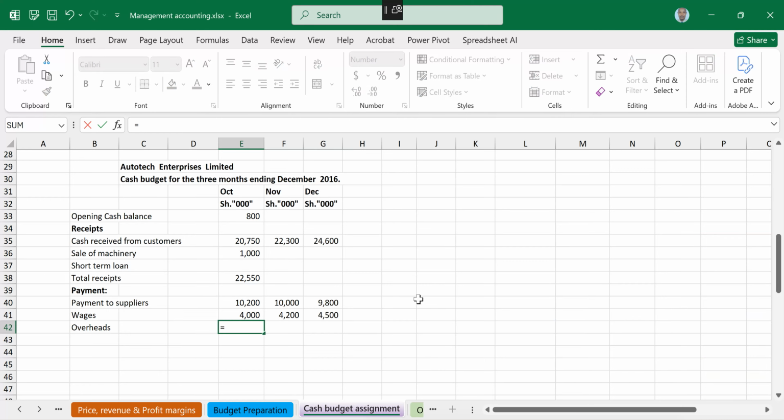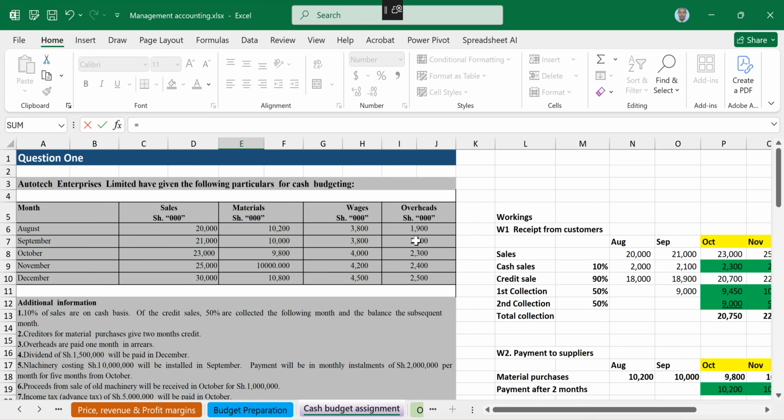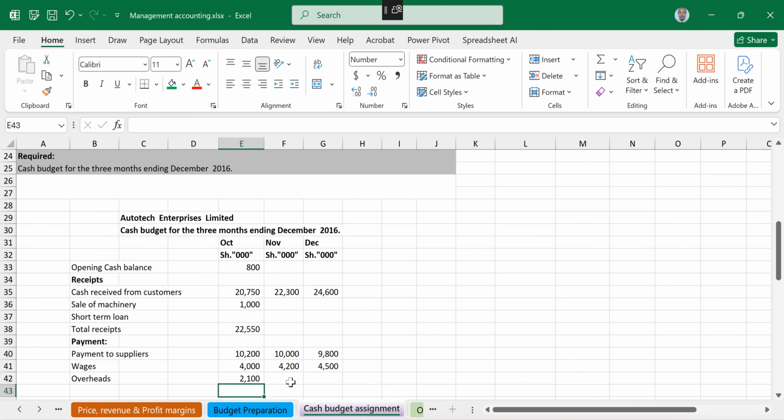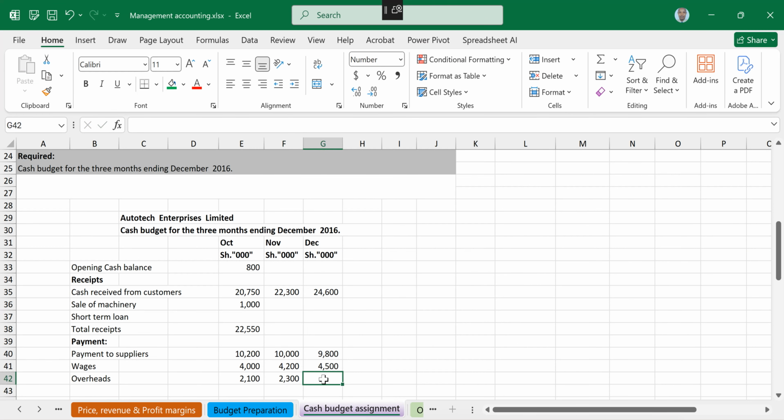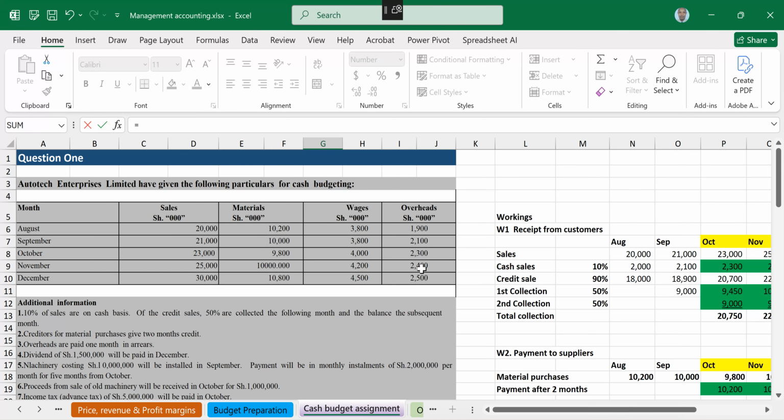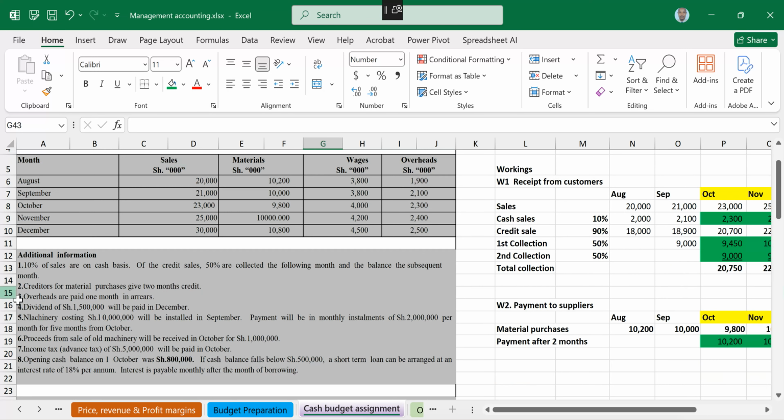So the one for October will be the one for September, 2,100. Then the one for November will be the one for October, 2,300. Then the one for December will be what was put for November, 2,400. So they are paid 1 month in arrears as indicated here.